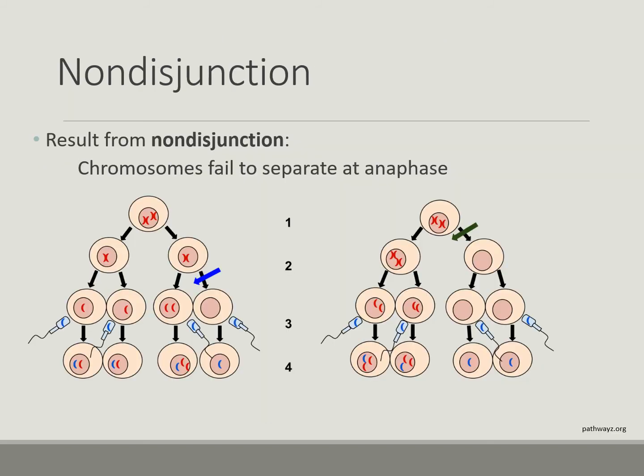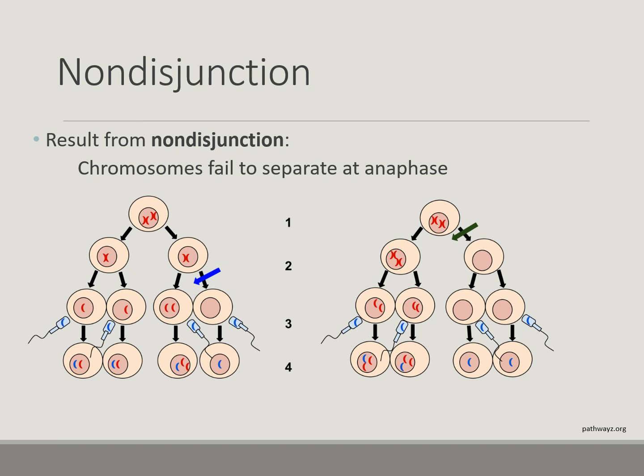Chromosomes are to separate during anaphase I and anaphase II. If a separation failure happens, one of the 4 resulting daughter cells will either have an extra chromosome or will be missing a chromosome, and this failure is known as non-disjunction.